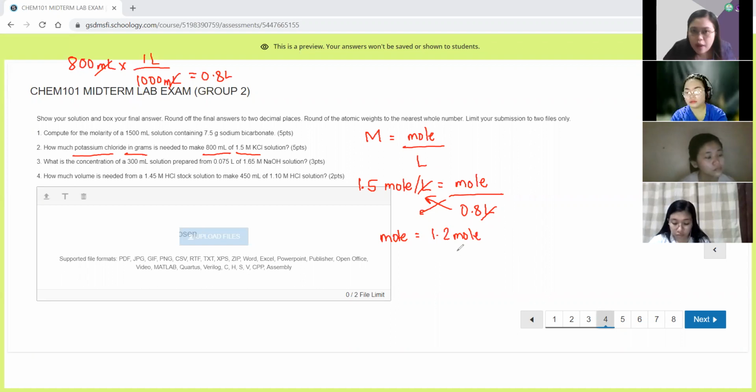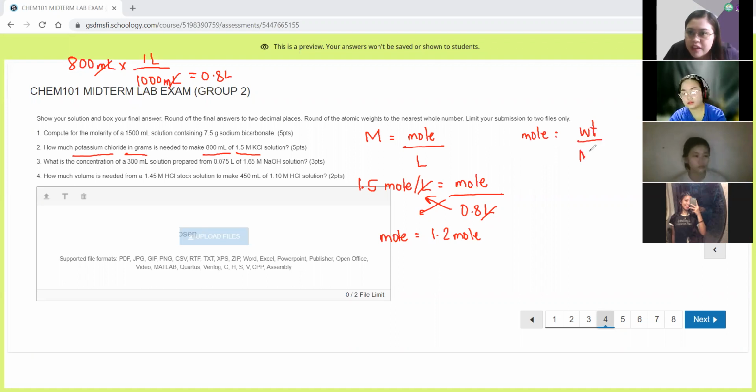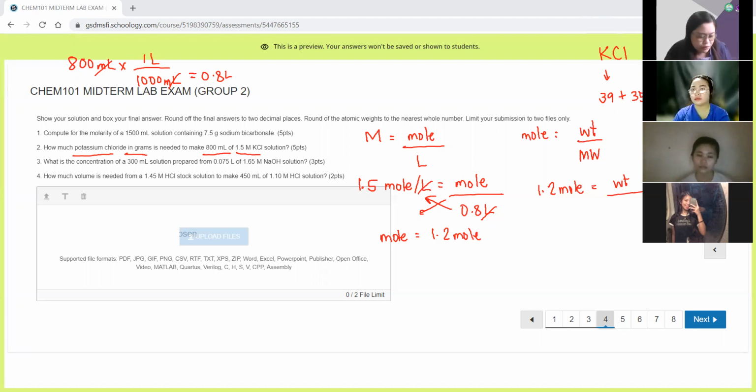If nakuha mo na ito, then we can proceed with the computation of the weight in grams using the second formula. Moles is equal to the weight over the molecular weight. So this is 1.2 moles here as we have computed a while ago. We are looking for the weight in grams. Now, for the molecular weight, our substance is potassium chloride. The atomic weight of potassium is 39, while for the chloride or the chlorine is 35. So 39 plus 35 is 74 grams per mole.